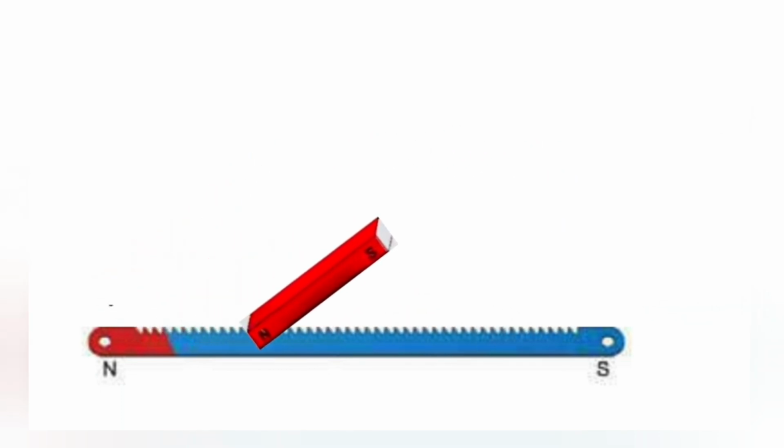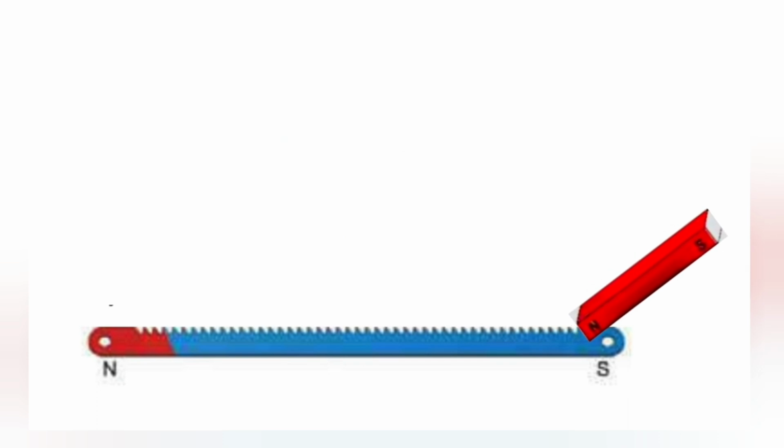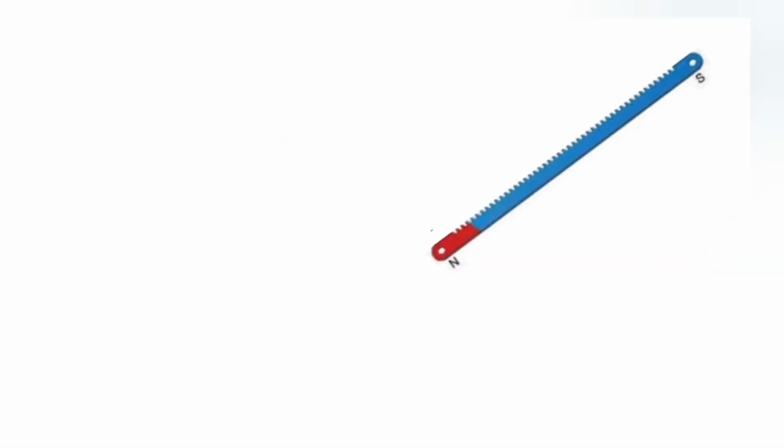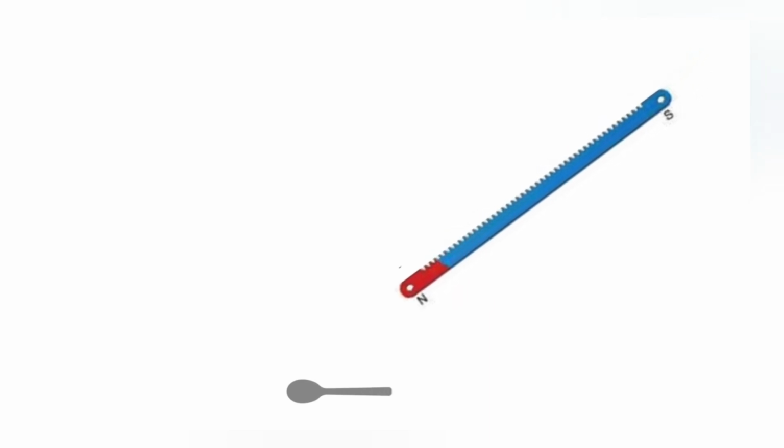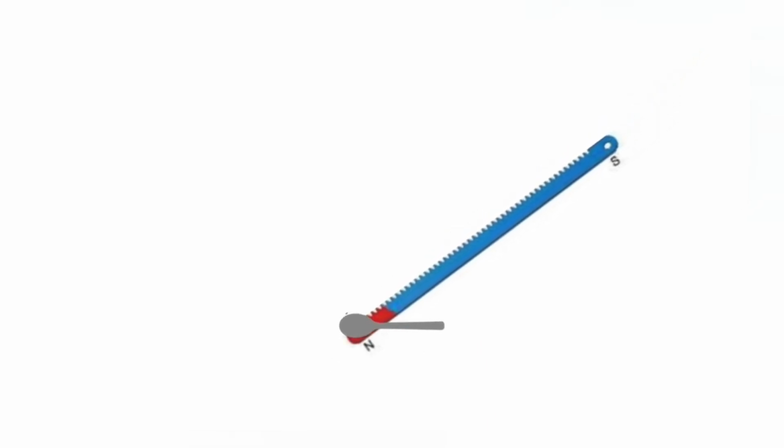Thus the axe saw blade can be converted to a magnet. To check the magnetic property of that axe saw blade after this procedure, keep an iron spoon near that axe saw blade. We can observe that the spoon is attracted by that blade.